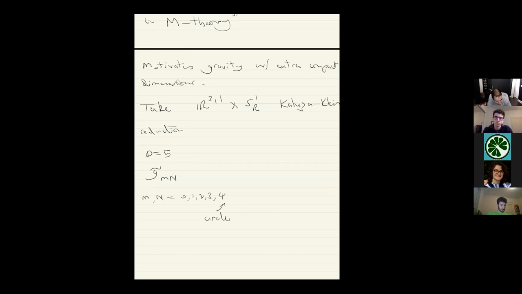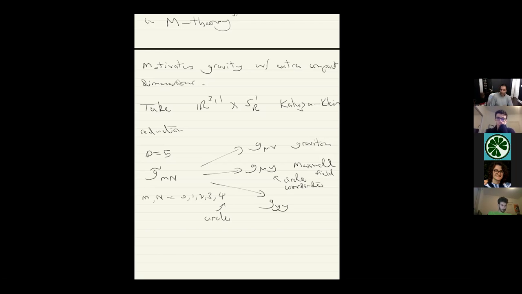Then you could decompose this into polarizations that are either lying in space-time, that would be your graviton, or polarizations with one leg on the circle direction, and let me call the coordinate y for the circle coordinate. From the point of view of 4 dimensions, this has one index, mu. This is what's called a vector, or a Maxwell field. And the last possibility is both legs of the metric in the y direction. That thing would look like a scalar field.